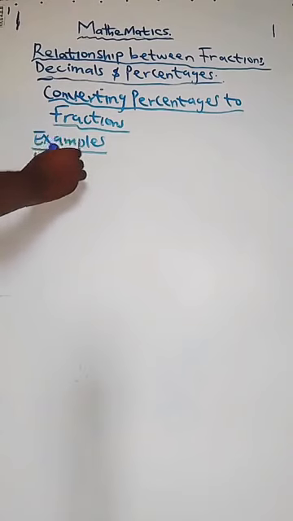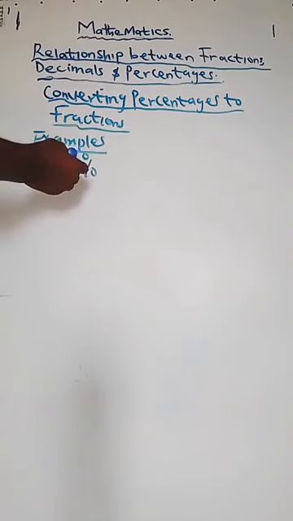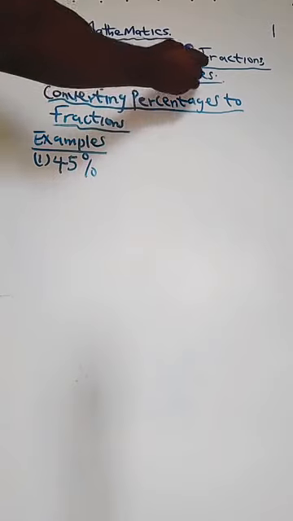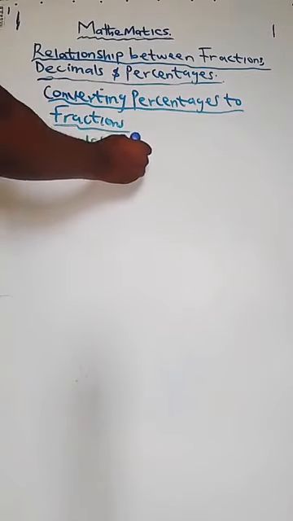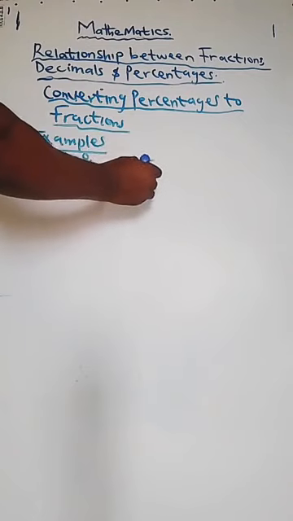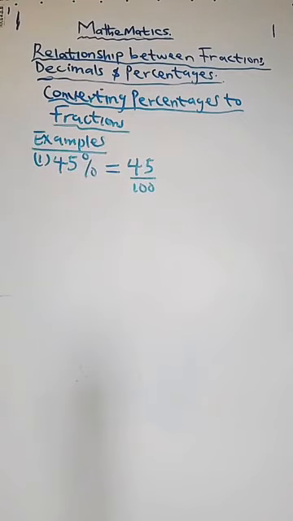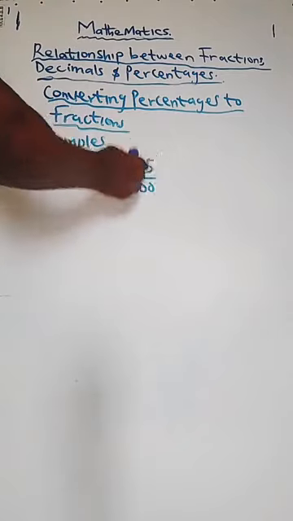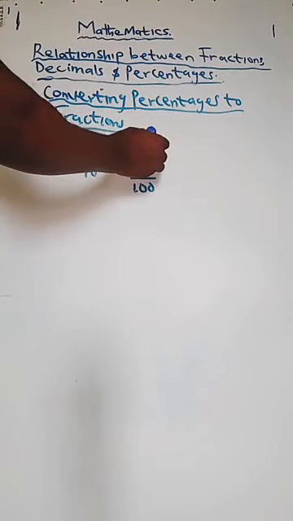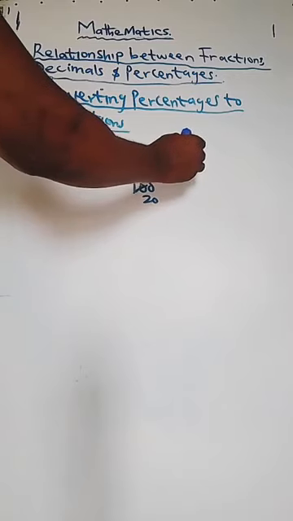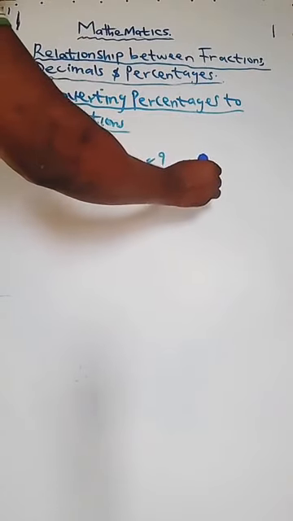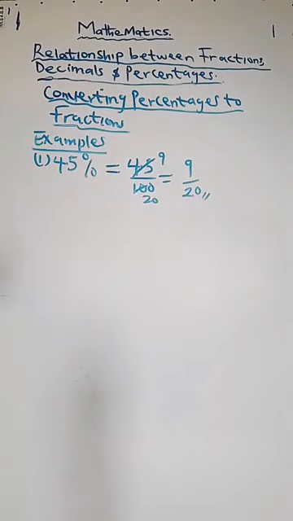45%. Like I explained in the beginning, when we were talking about percentages, 45% means 45 divided by 100, or 45 times 1/100. So what do we do now? It's already in fraction, then we'll cut to the lowest. 5 here, 9, 5 here, 20. So this is 9/20. So 45% is the same thing as what? 9/20.